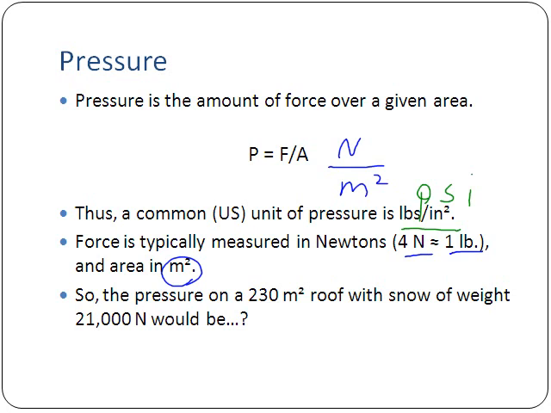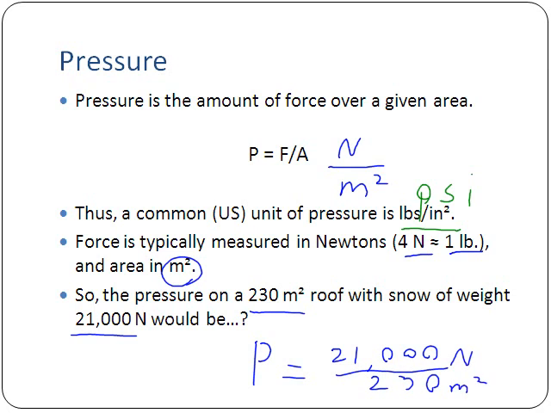So if we wanted to find the pressure on a 230 square meter roof with snow weighing 21,000 newtons, then we're going to set it up like this. The pressure is equal to the force, which here is 21,000 newtons, divided by our area, which is 230 meters squared. At this point, all you have to do is take out your calculator. When you do 21,000 divided by 230, you get a pressure of 91.3 newtons per meter squared. And the units are newtons per meter squared. That's how you would calculate pressure.